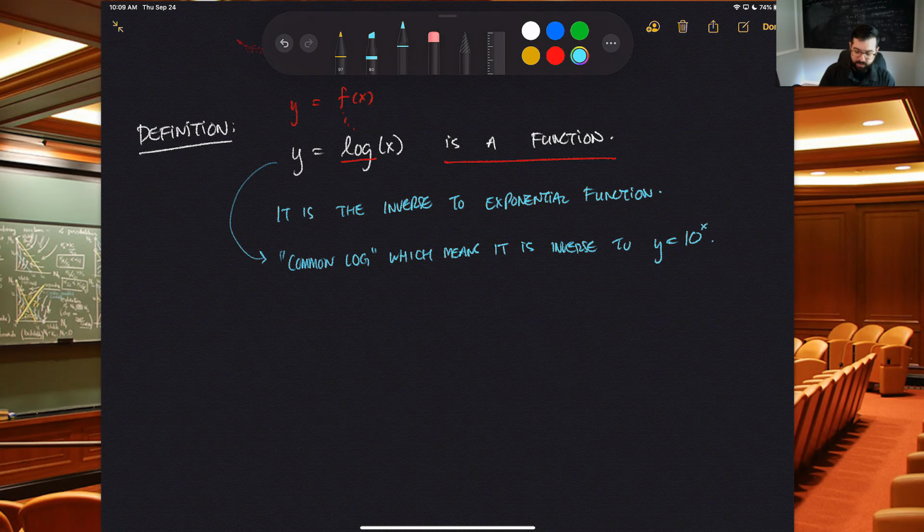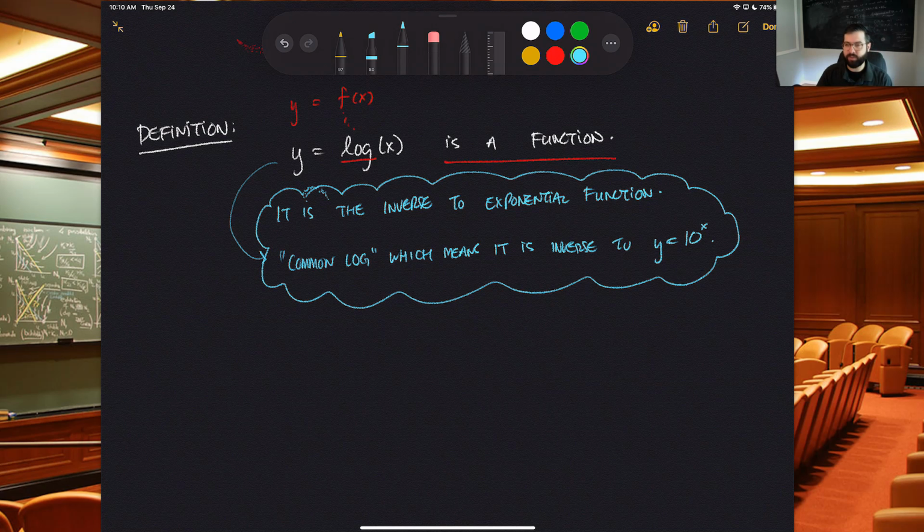So the reason I write this, that it's the inverse of this function, is so we can think about the inputs and outputs. When we think about y equals 10 to the x, the input is the exponent, and the output is the number we get when we raise 10 to the input. So it's that number that it gets mapped to. So the input is the exponent, the output is the number that 10 is to that power. So this is 10 to the x, or 10 to that number.